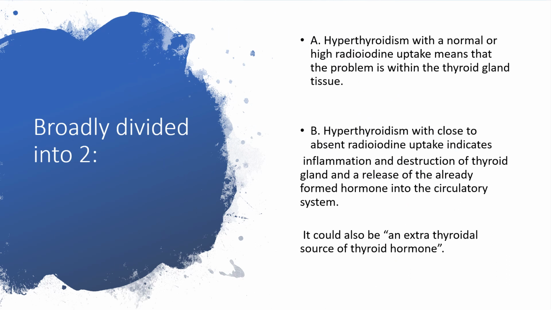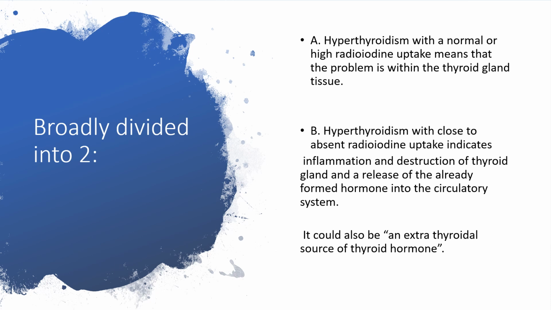Hyperthyroidism could be broadly divided into two when it comes to the causes. A: hyperthyroidism with a normal or high radioiodine uptake means that the problem is within the thyroid gland. Later on we'll get to diagnosis and we'll make use of radioiodine uptake. If there is normal radioiodine uptake or very high uptake, then the problem is within the thyroid gland itself.